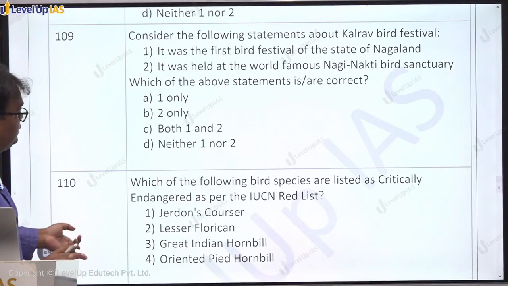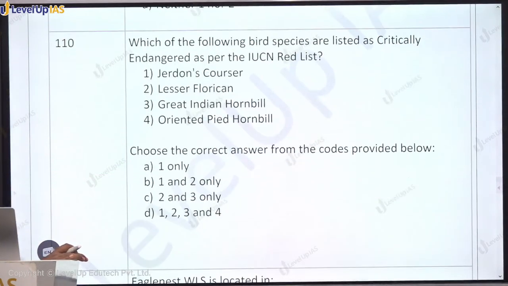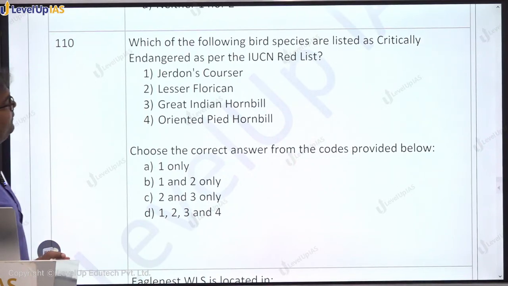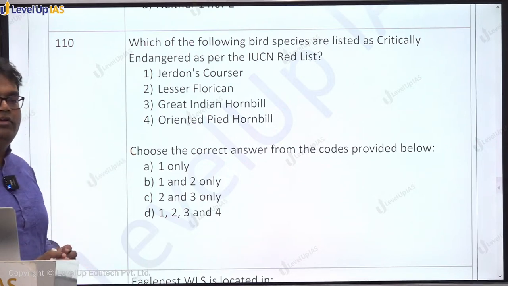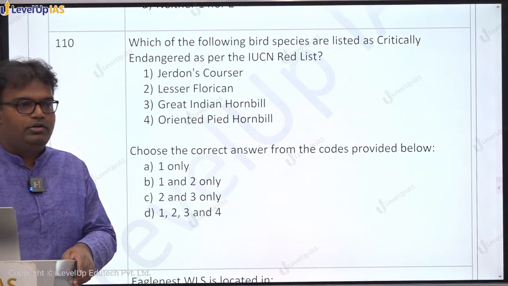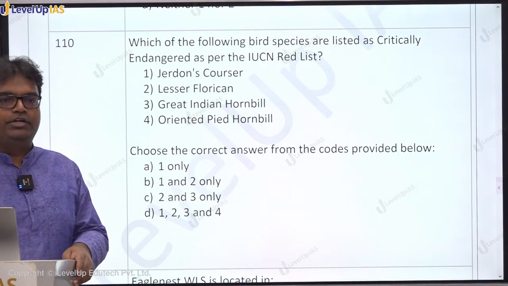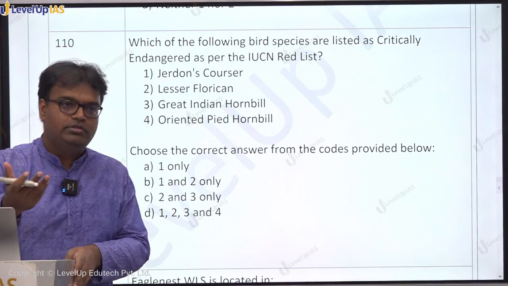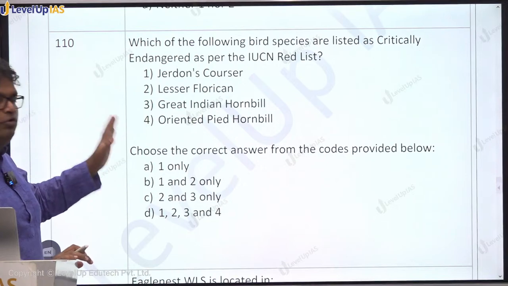Right? Now, let's come to birds. Which of the following bird species are listed as critically endangered as per IUCN? 1 and 2, Great Indian Hornbill or Oriental Pied Hornbill. Look, hornbills are either vulnerable, near threatened or least concern. They are not critically endangered or endangered. The Great Indian Hornbill was vulnerable. So 3 and 4 are definitely wrong.